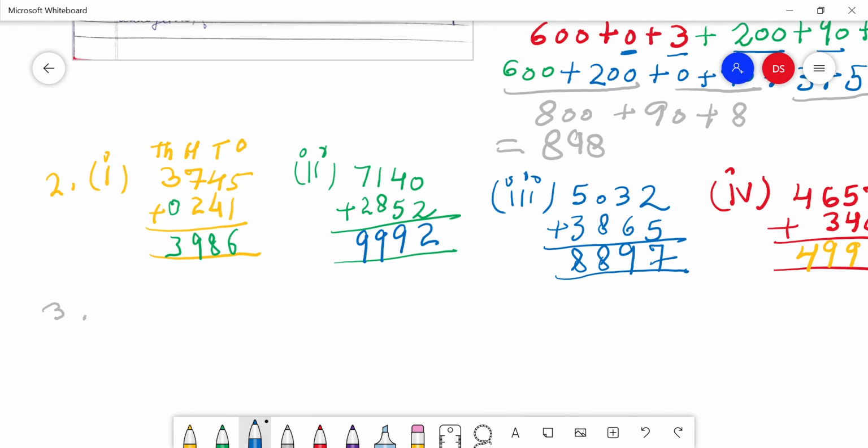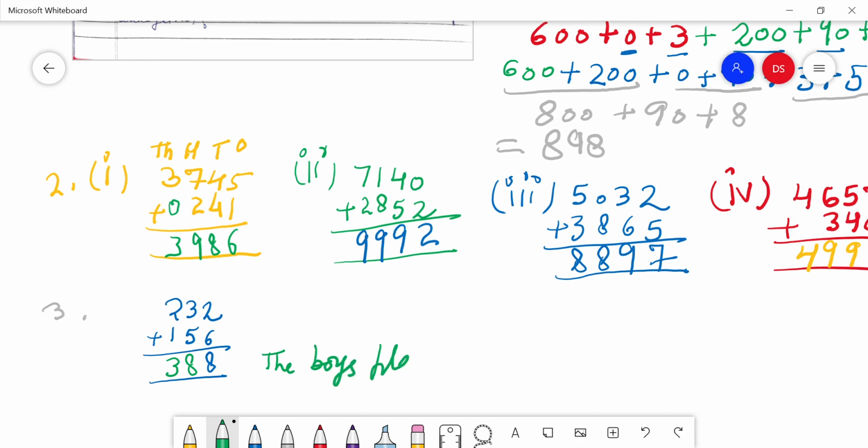Girls planted 232 saplings and boys planted 156 more saplings than girls. So we will add this number to the saplings planted by the girls to know the number of saplings planted by boys. This is 8. Then again 3 plus 5 is 8, 2 plus 1 is 3, 388. So we got the answer. How many saplings did the boys plant? Boys planted 388 saplings.